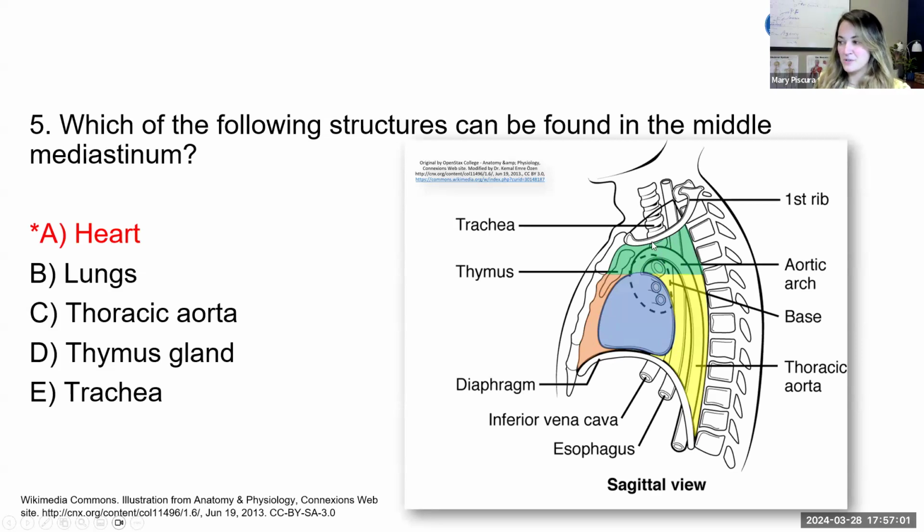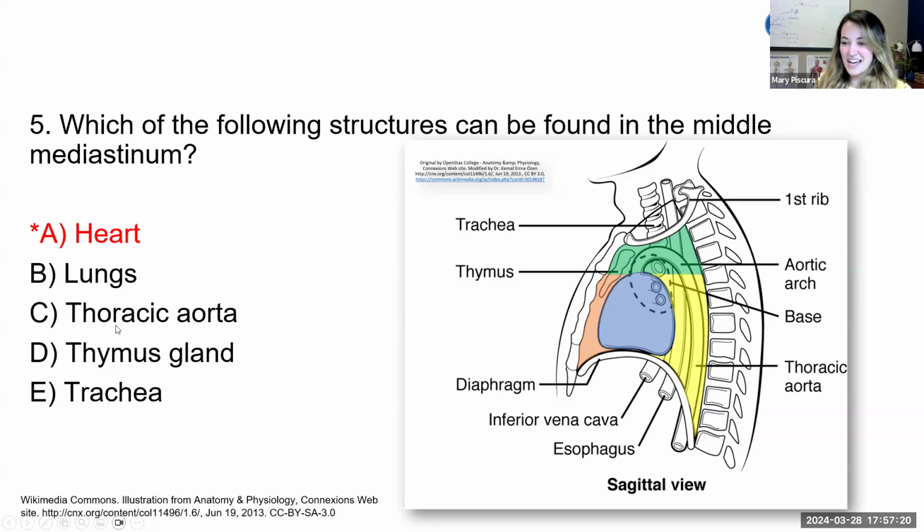So we're calling this in green up top here the superior mediastinum. And then collectively, everything below that extending between the lungs here is going to be the inferior mediastinum. That inferior can then be divided into anterior, middle, and posterior. So a good question is what's in the anterior mediastinum.